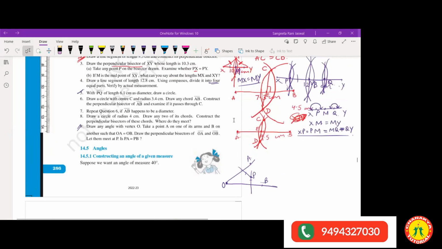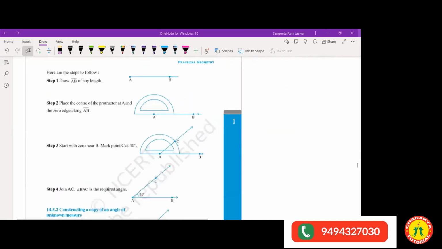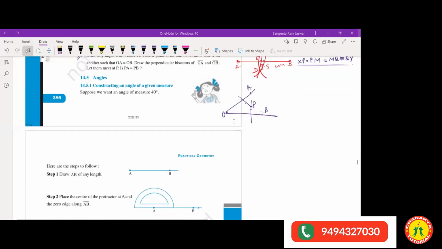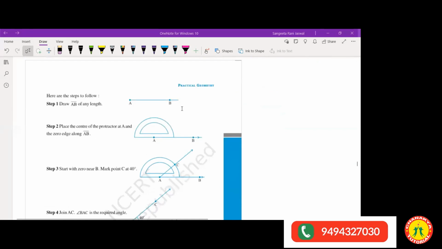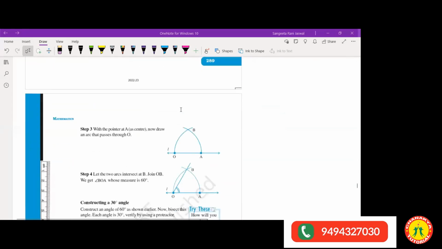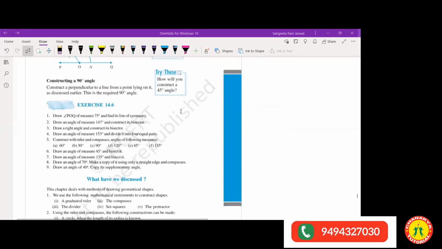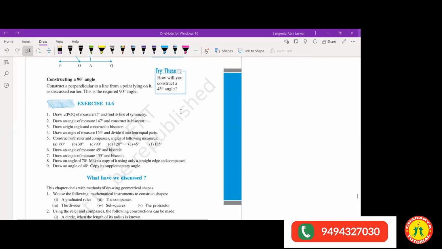Then, I've all written the steps also. Yes, ma'am. Okay, let's move ahead now. So, next topic is angles. Now, constructing an angle of a given measure. Here we have to construct angles that we are given. This is something new that you would be learning.